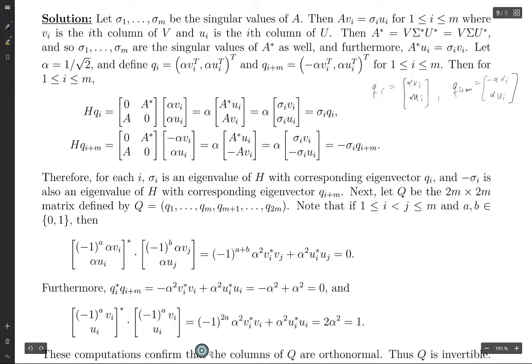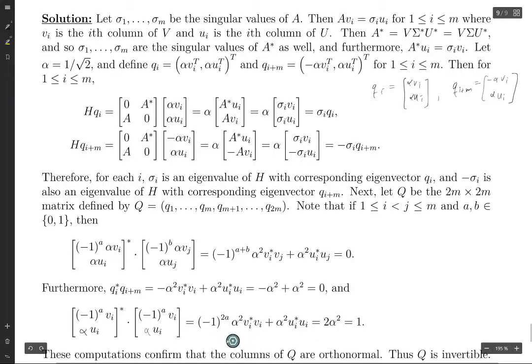And finally, this is the part where I needed to introduce alpha. If you take the inner product of any qi with itself, it can be of this form where i is between 1 and m, and then alpha will be either 0 or 1. If alpha is 0, then we're looking at q1 through qm, and if alpha is 1, we're looking at qm plus 1 through q2m. But anyways, you take this inner product, and you get negative 1 to the 2 alpha, you get alpha squared, you get vi star vi, then you get alpha squared.